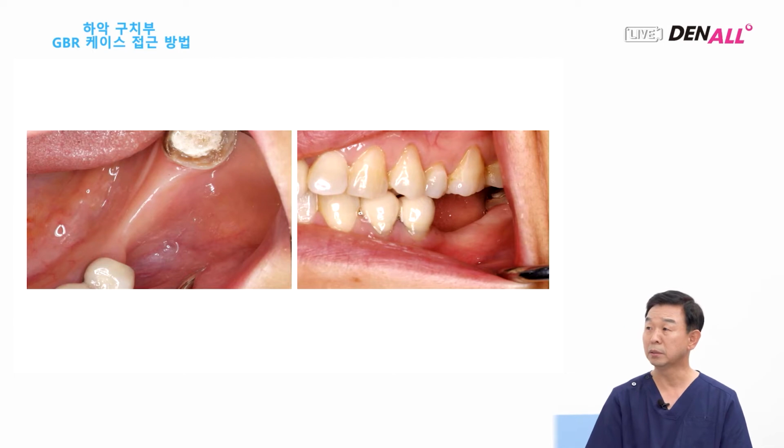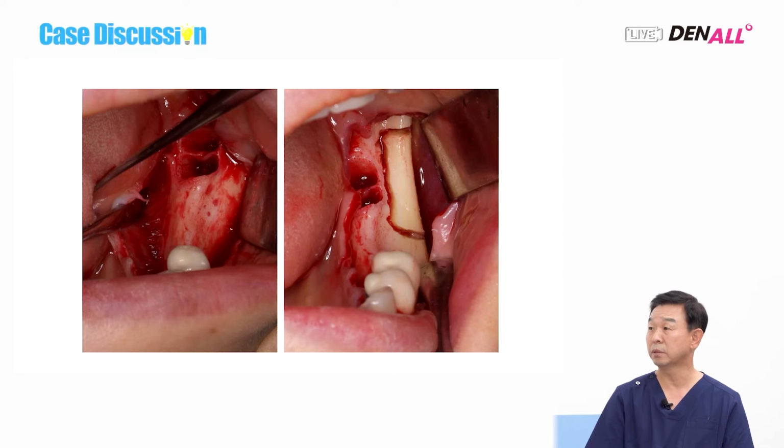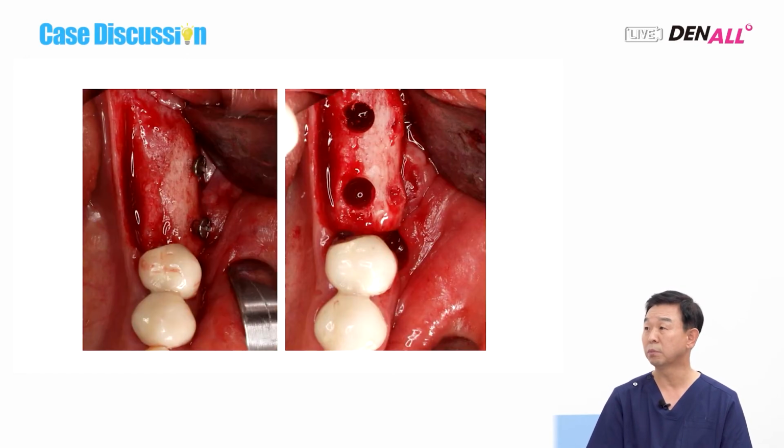About 20 years ago, for the knife edge bone, I did a lot of block bone grafts. This is a case from 20 years ago, knife edge bone width. Block bone is taken from the ramus for the block bone grafting. After 5 months, the bone situation is very good, facilitating implant placement. Block bone graft at the knife edge bone has a very good prognosis.